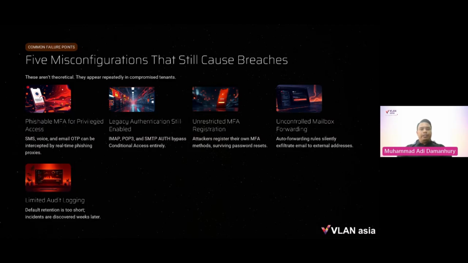Second one is legacy authentication still enabled, which is not good. Legacy authentication protocols such as IMAP, POP3, SMTP, and older Office clients were designed before modern security controls existed. They don't support conditional access, they don't support MFA, and they authenticate with basic credentials. That makes them a bypass path.